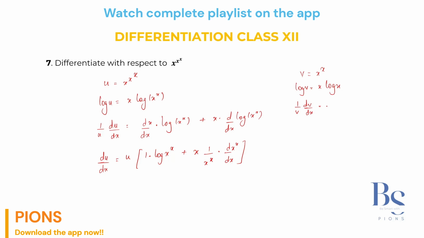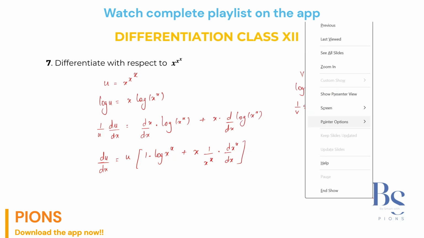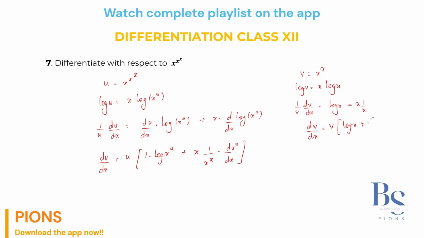And x log x, let's use the multiplication rule again. So the derivative of x is 1 plus x as it is, derivative of log x, 1 by x. dv by dx will be equal to v. What is v? We will substitute within a minute. Log x plus x into x, 1, plus 1. Now, let's substitute the value of v. So d by dx of x raised to x is equal to x raised to x into 1 plus log x.